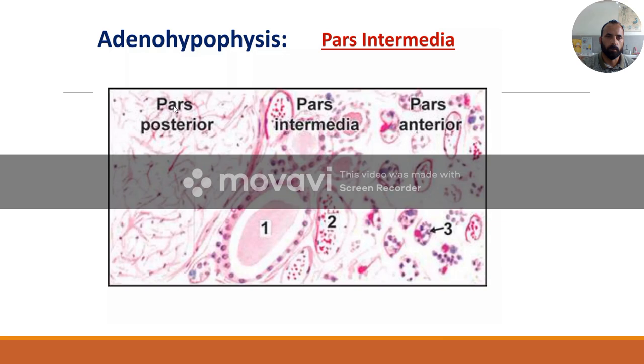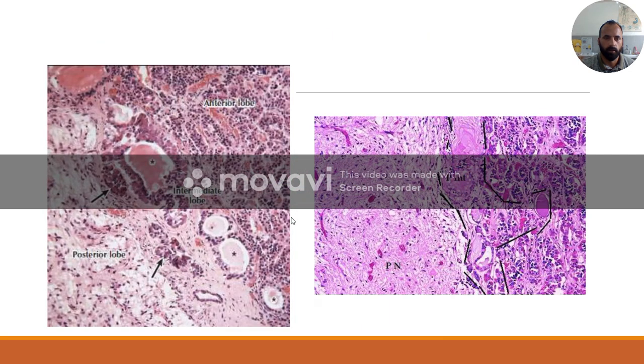So you can see the posterior lobe, pars intermedia, and pars anterior. You can see here one and two, which look like a colloid follicle. Otherwise, it is the pars intermedia part of the adenohypophysis. Again, in this H&E staining, the asterisk mark is the pars intermedia or intermediate lobe. It looks like a thyroid gland, but it is a part of the pituitary gland. This is the posterior pituitary, this is the anterior lobe. Again here, you can see the colloid-filled vesicles.